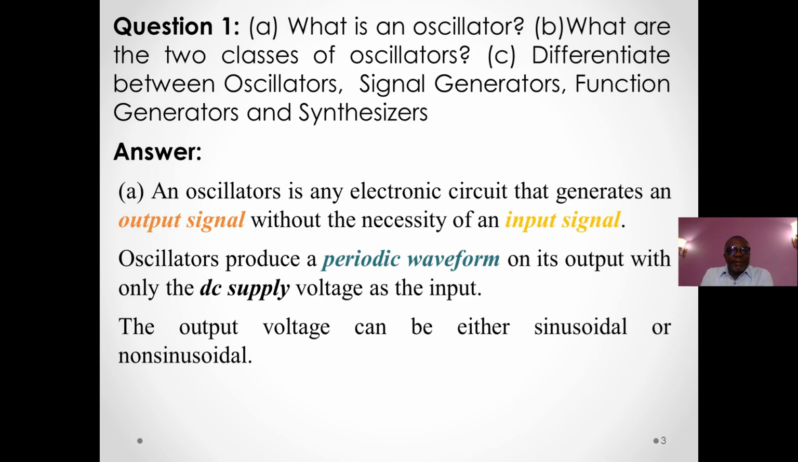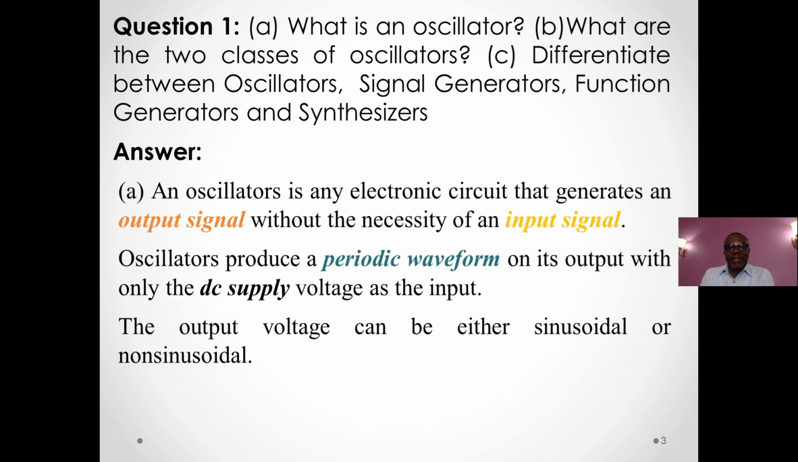And we answer A. An oscillator is any electronic circuit that generates an output signal without the necessity of an input signal. The oscillators produce a periodic waveform on its output with only the DC supply voltage as the input. The output voltage can either be sinusoidal or non-sinusoidal.